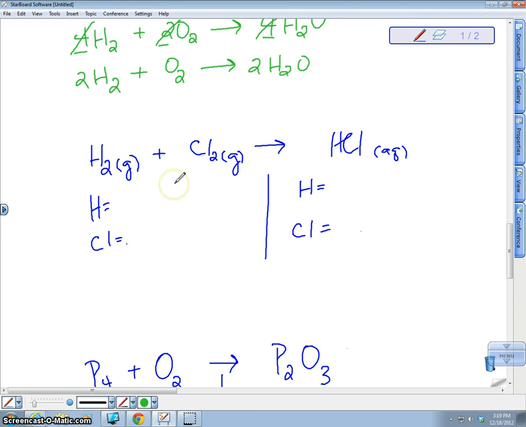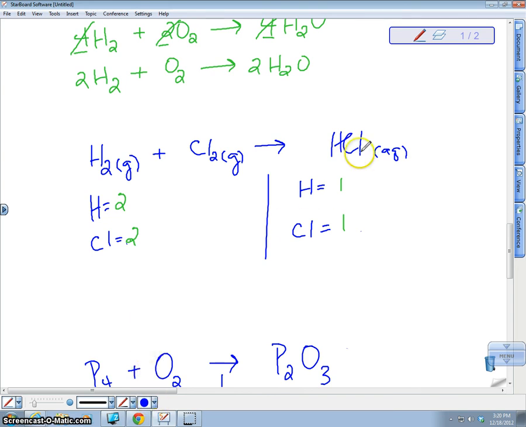Okay, over here on my reactant side I have 2 hydrogens and 2 chlorines. On my product side I have 1 hydrogen and 1 chlorine. So this is not balanced. This is not balanced at all.